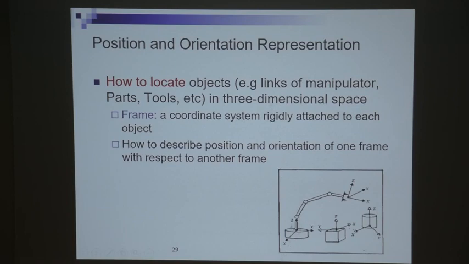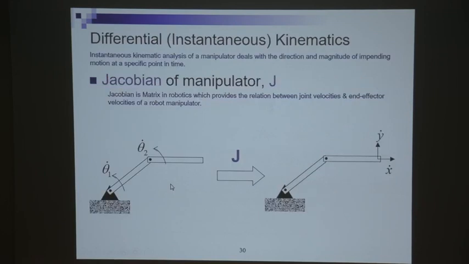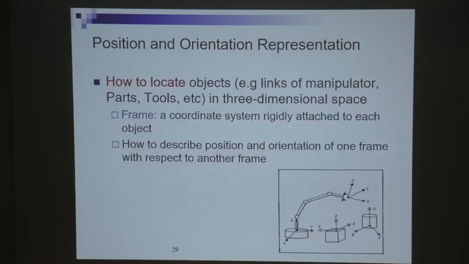A lot of the time you may define the base frame, the global frame, as the one that's on the base of your manipulator. But this may not be the case. You can have one that's outside, at a particular point in the room. So you need to describe the position and orientation of one frame with respect to another frame.